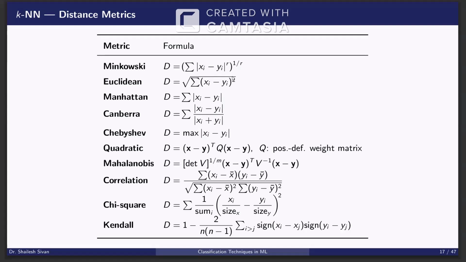In Euclidean we take the square and then the square root. In Manhattan we take only the first power, with no square root. In Minkowski we take the power r and then the rth root of it, which is the generalization of Euclidean and Manhattan distance. Then Chebyshev distance can be considered, that is the maximum of xi minus yi. Then quadratic distance, correlation, chi-square, Kendall. These are all different choices of what?